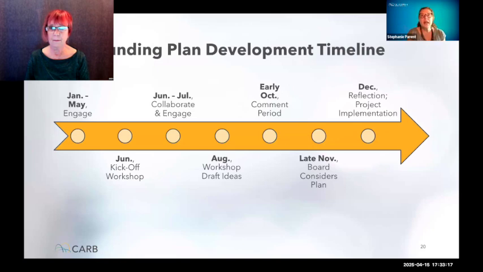Slide shows the funding plan development timeline. I'd like to point out June and July as our main time to collaborate and engage with you to develop the plan, as well as the formal 30-day public comment period from about mid-October to about mid-November. And I should note, I say June and July is our main collaboration time. I think that could go into August a bit as well.